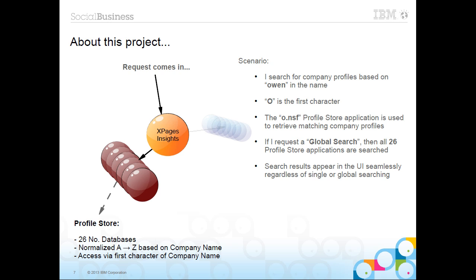Now, in this case, the application is searching inside a single silo or a single application. But by using the XPages Insights application, I can choose to perform a global search, whereby the search will be scanned across multiple silos or multiple applications. Therefore, the global search will scan all 26 before returning a seamless list of search results.